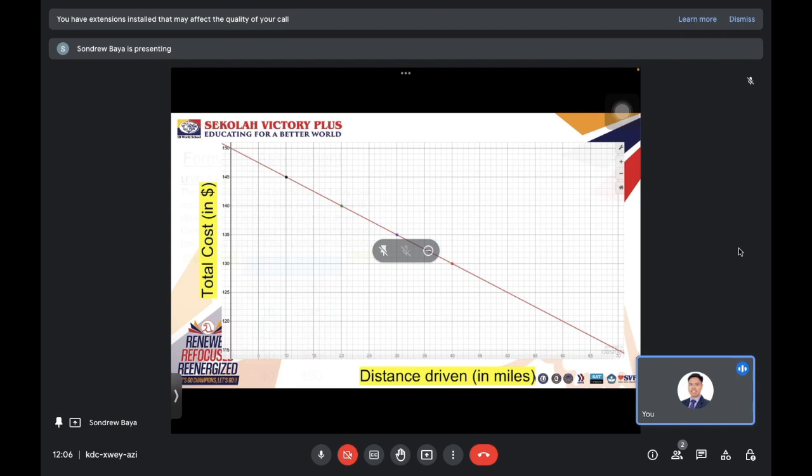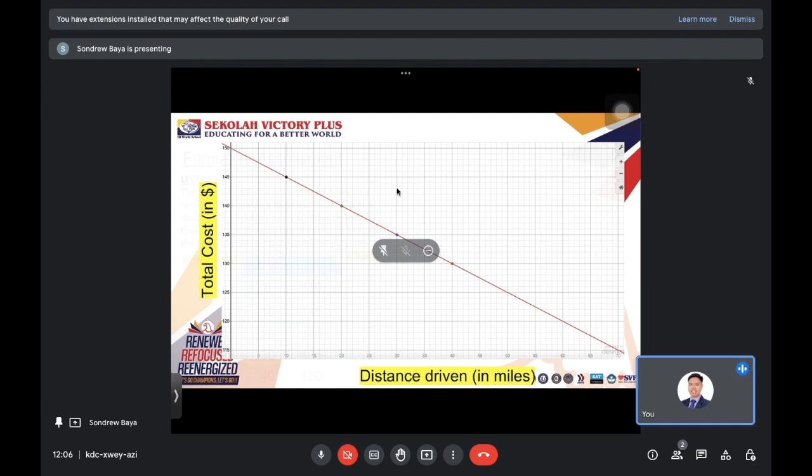Sorry for that. Another consideration here is that you need to put labels on your x and y. It should not be x and y only. X is only a variable which represents a certain quantity. In this case, it represents the distance driven, which is in miles. Similar for the y, it represents the total cost in dollars.